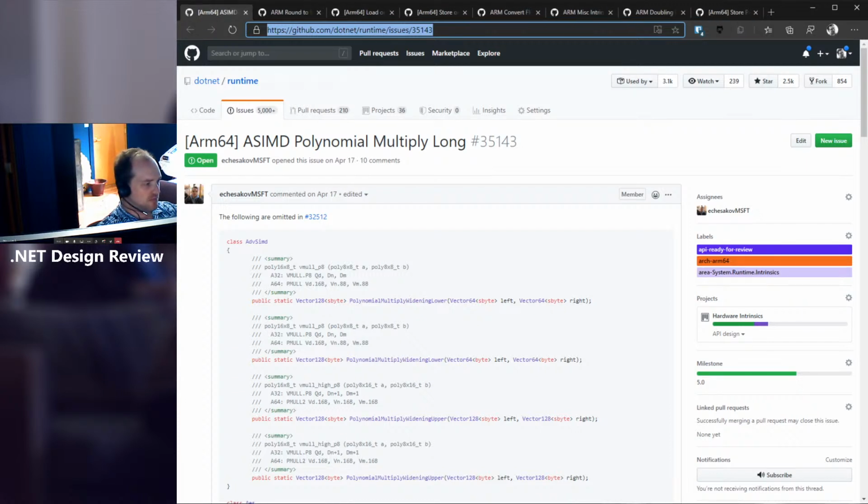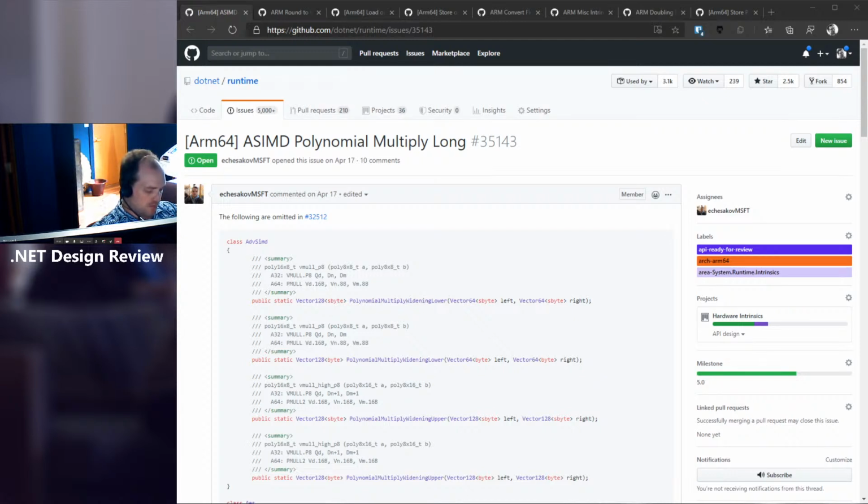So this is for polynomial multiply. It's split into sections. The first ones are generally available in anything with advanced SIMD. They operate like, they're similar to the existing polynomial multiply that we've exposed. They just widen the result.